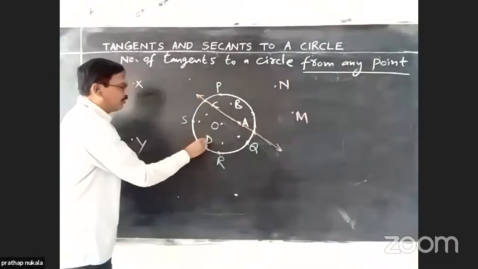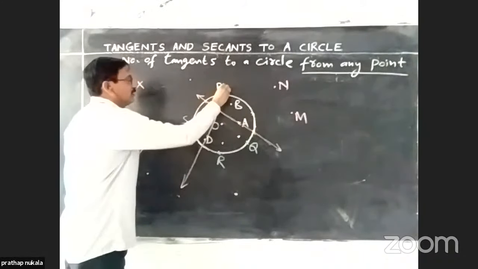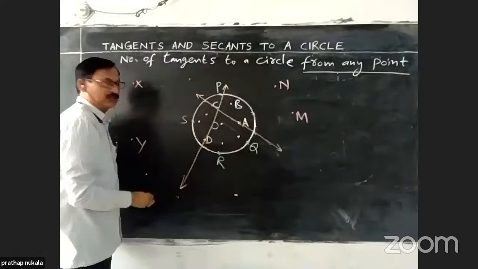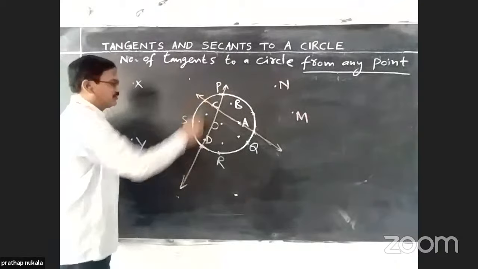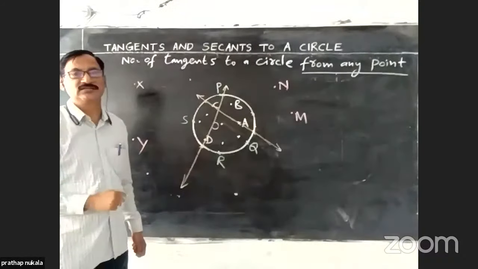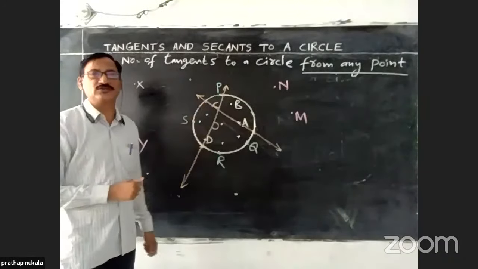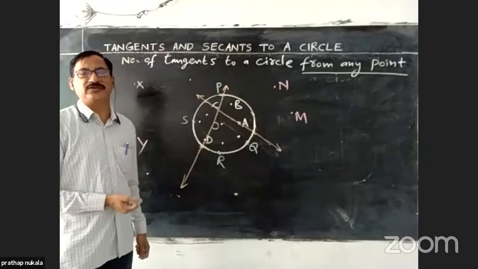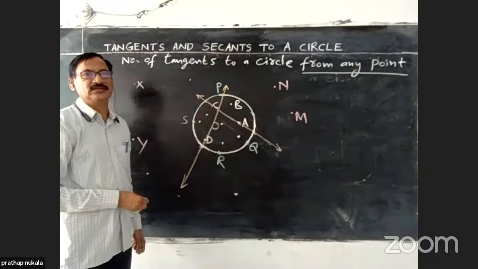If you draw through the interior point D, this also intersects the given circle at two distinct points. That's why these two are secants. If it intersects at two distinct points, then it is called a secant. Already we know. But it cannot be a tangent.